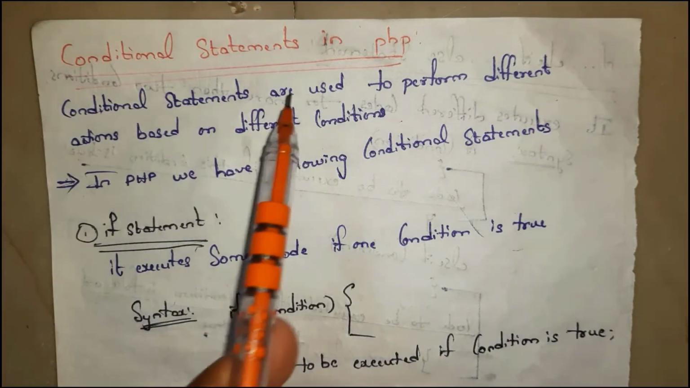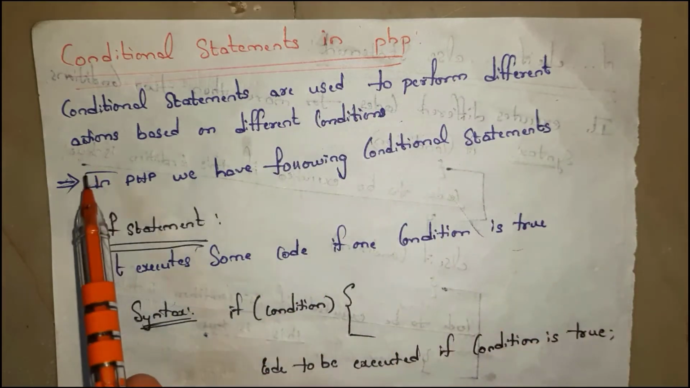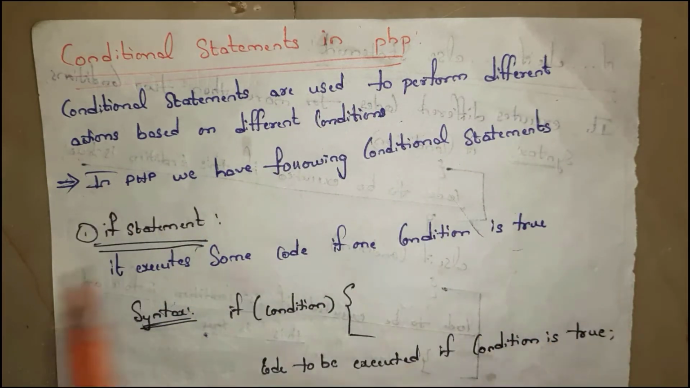See, conditional statements are used to perform different actions based on different conditions. In PHP, we have the following conditional statements. First one is if statement. If statement executes some code if one condition is true.